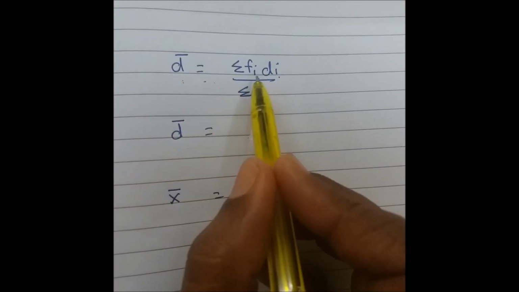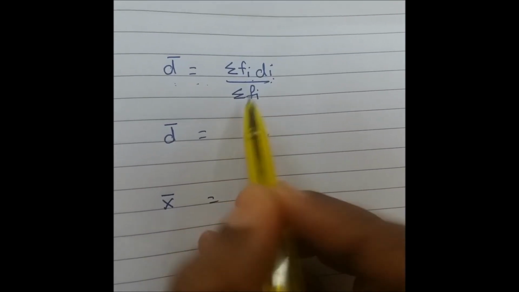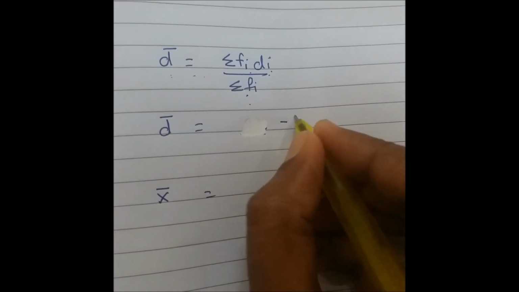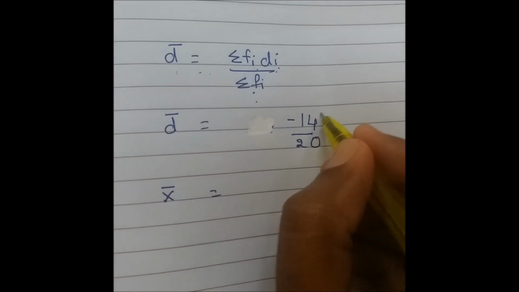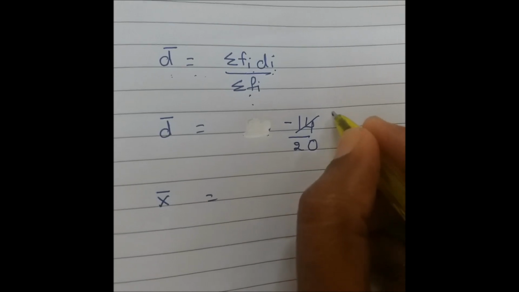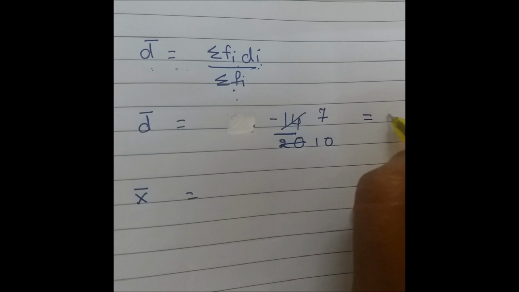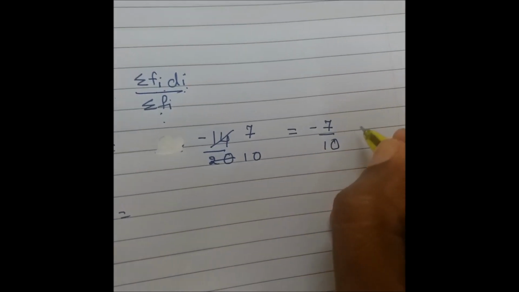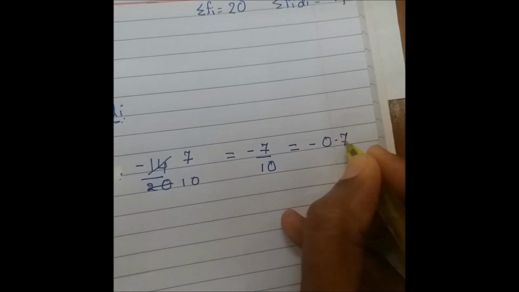d bar is equal to summation of fi into di upon summation of fi. Now for d bar, we just substitute the values, that is negative 14 upon 20. When you divide it, 2 7s are 14, 2 10s are 20. So your answer is minus 7 upon 10. Therefore, the answer is minus 0.7.